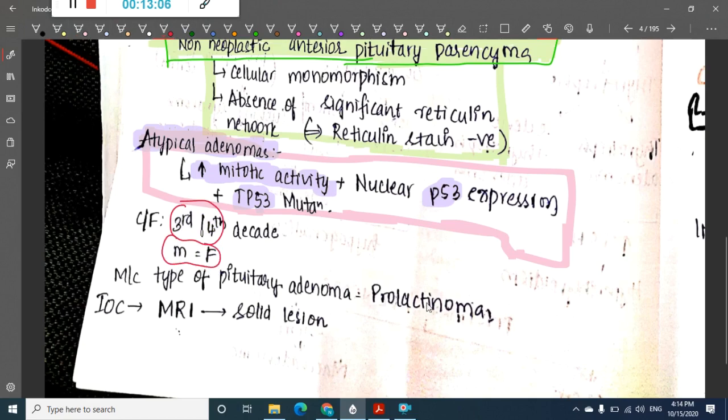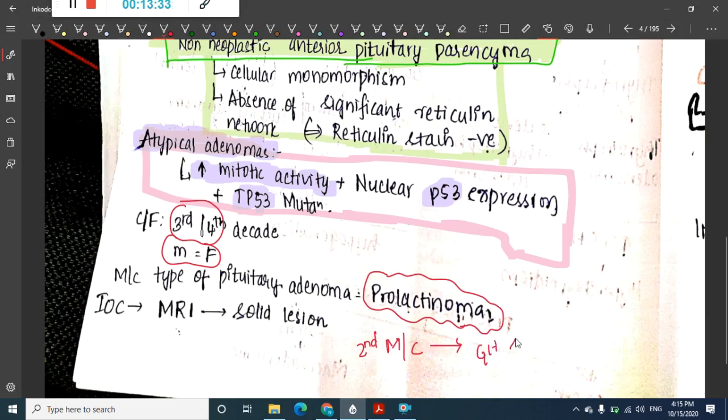If you were asked what is the most common pituitary adenoma, the most common pituitary adenoma is prolactinoma. Among all the types of adenoma, the most common is prolactinoma. What is the second most common pituitary adenoma? The second most common pituitary adenoma is growth hormone secreting adenoma.